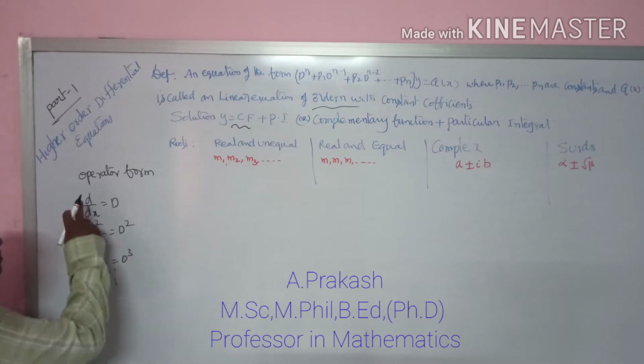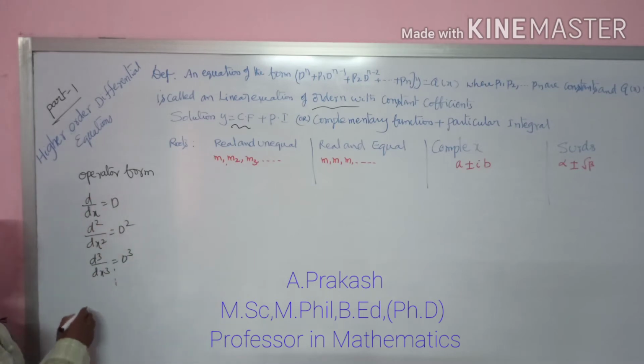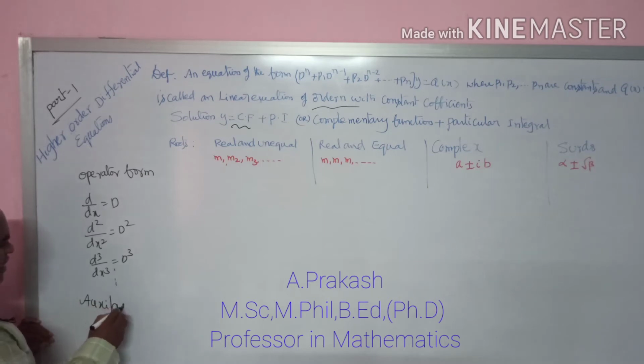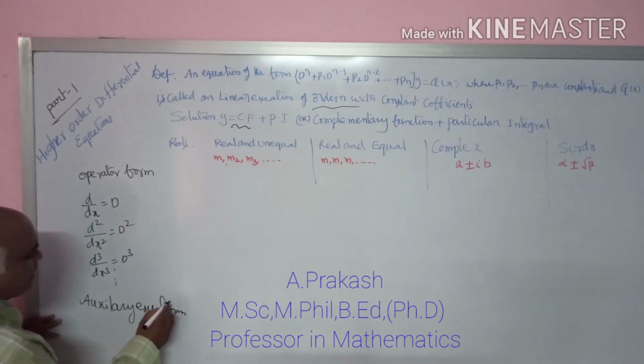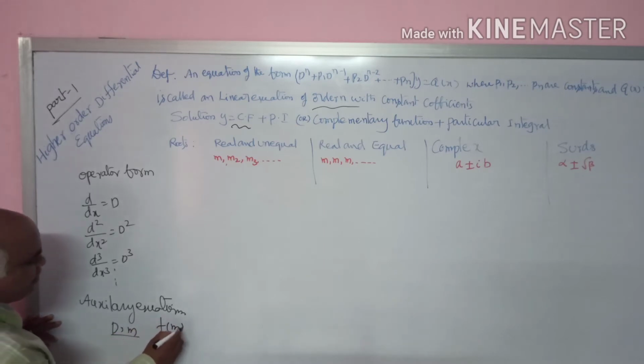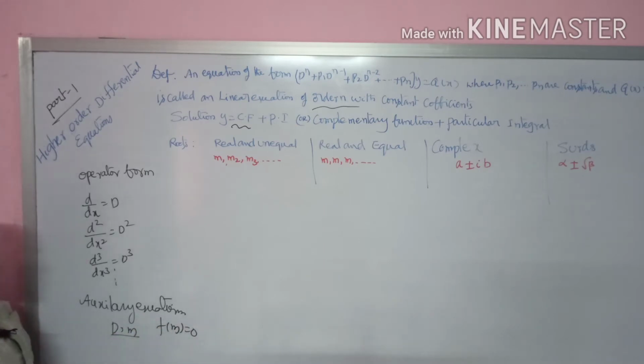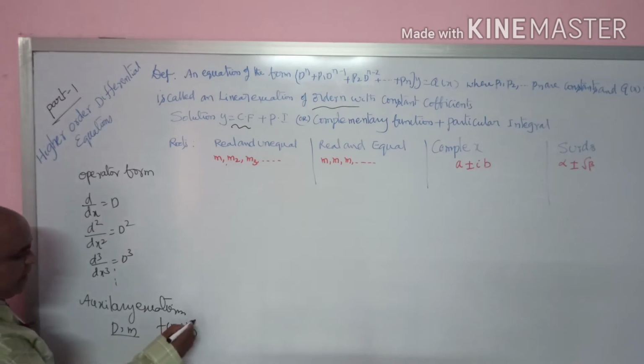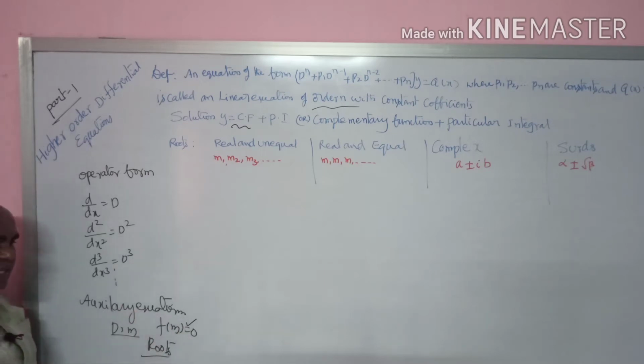Next, after writing the operator form, write the auxiliary equation for the given equation. How to write the auxiliary equation? Replace capital D by small m, that is, f of m equal to 0 is called the auxiliary equation. After writing the auxiliary equation, find the roots of the equation by any known method. I will explain later by taking a problem.